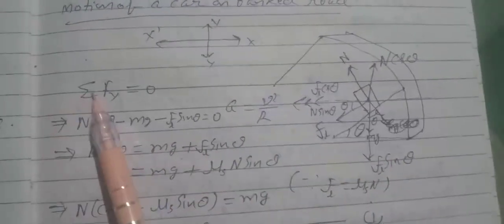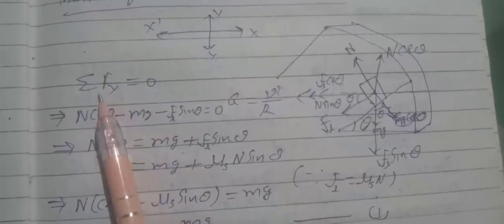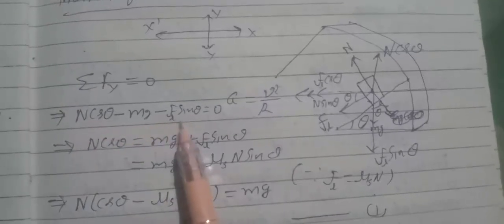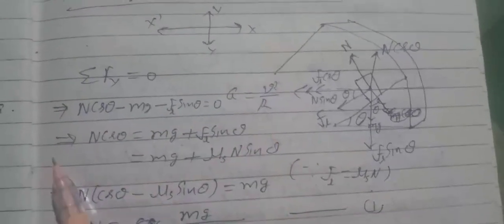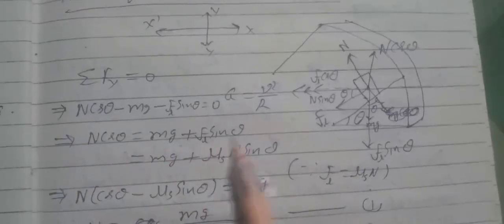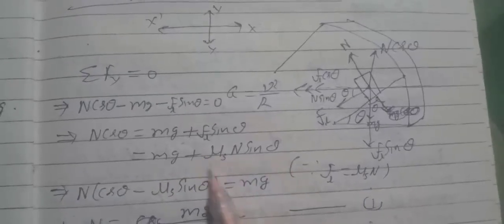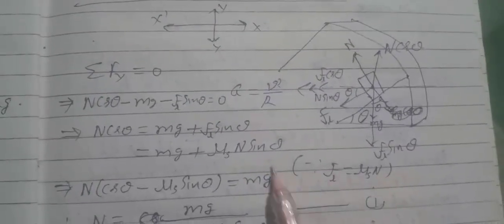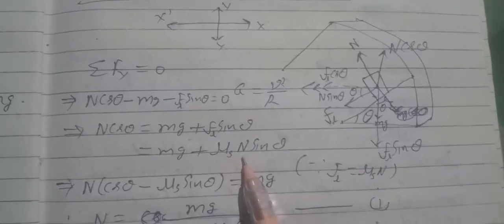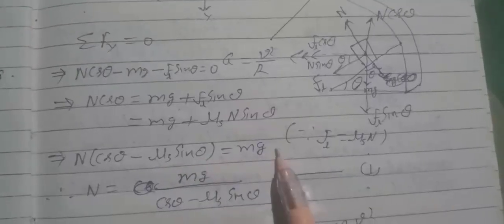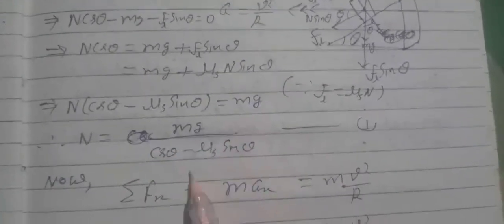Now we have sigma F_y equals 0 because there is no motion in the vertically upward direction. This gives us N cos theta minus mg minus F_L sin theta equals 0. This implies N cos theta equals mg plus F_L sin theta, or equals mg plus mu_s into N sin theta, since F_L equals mu_s into N. Or N into (cos theta minus mu_s sin theta) equals mg. Hence N equals mg divided by (cos theta minus mu_s sin theta), equation 1.